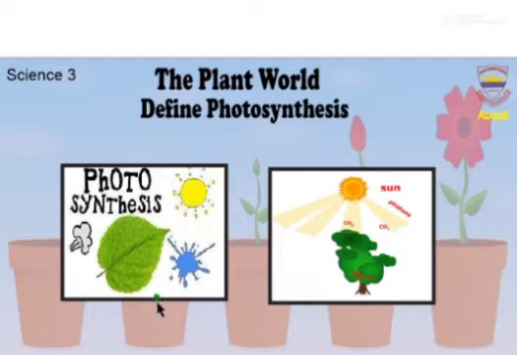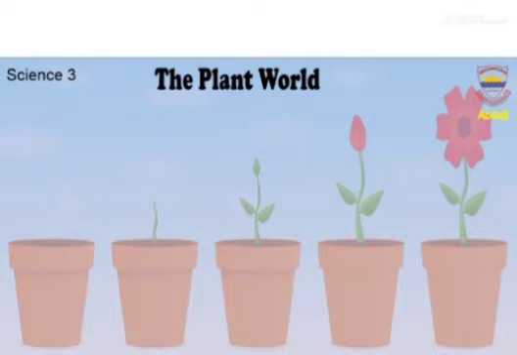Students, can you tell me what photosynthesis is? Plants make their own food, and this process is called photosynthesis. As you can see, plants use sunlight, which is energy, to perform photosynthesis. Photosynthesis is the process in which plants make their food.